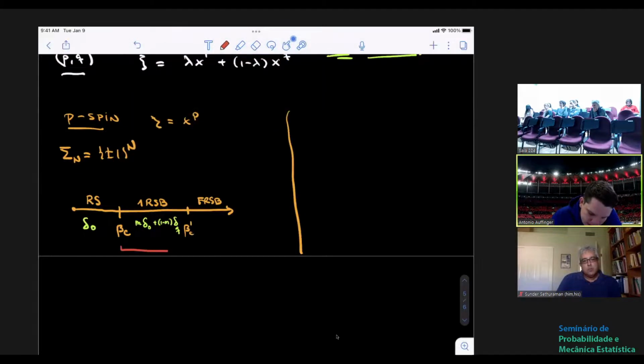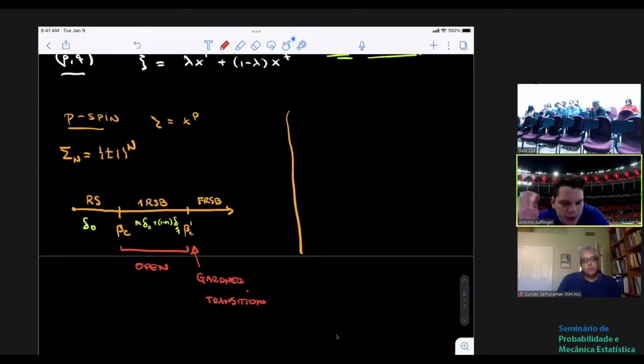Everything that is happening here is completely open. Showing the existence of this phase is a really nice open problem. This second phase transition here is called the Gardner phase, or the Gardner transition. No one knows how to show the existence of this phase. And I say that is extremely nice.